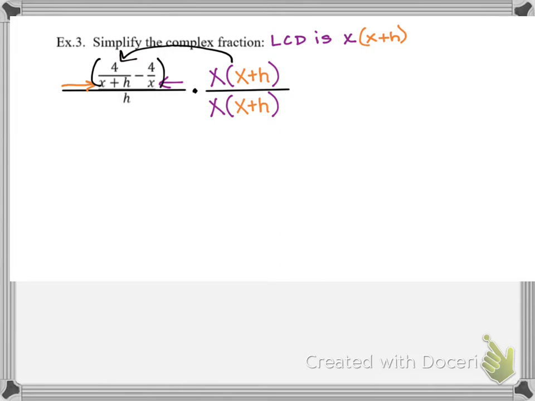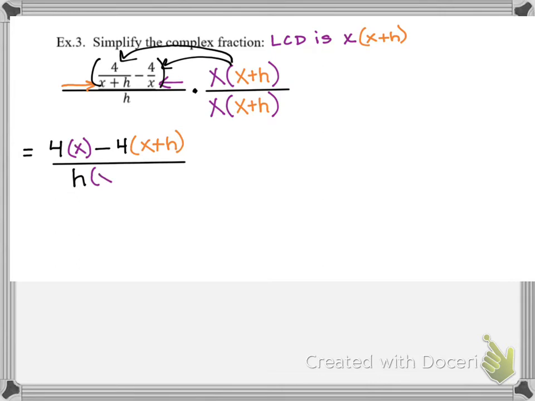All right, in the numerator, I have to distribute. When I distribute the LCD to the expression 4 over x plus h, the factor x plus h will cancel out or divide out. So I'm just left with the numerator 4 times x, but the fraction has been cleared. Minus, now I'm going to distribute again. When I distribute to the fraction 4 over x, the x is the common factor, so the x's will divide out, and I'm left with minus 4 times the other factor from the LCD, which is x plus h. Then I have my main fraction bar.